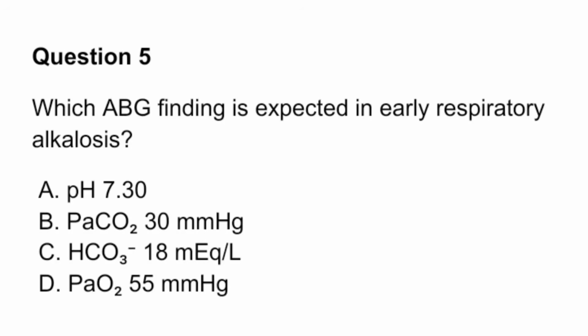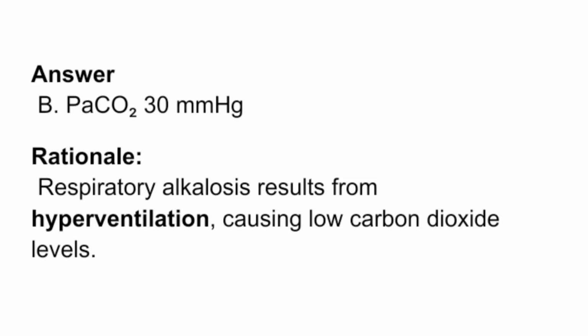Question 5. Which ABG finding is expected in early respiratory alkalosis? A. pH 7.30. B. PaCO2 30 millimeters mercury. C. HCO3 negative 18 milliequivalents per liter. D. PaO2 55 millimeters mercury. Answer. B. PaCO2 30 millimeters mercury. Rationale. Respiratory alkalosis results from hyperventilation, causing low carbon dioxide levels.